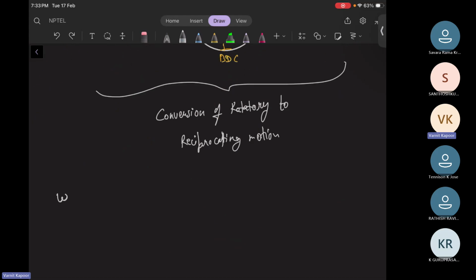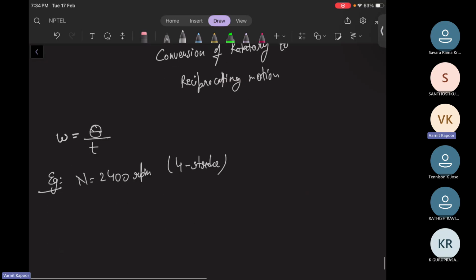Now we know that angular velocity is nothing but angular displacement over time, for a constant velocity system where acceleration is 0. So let us take an example. If I have an engine running at 2400 rpm, and the engine is 4-stroke, what will be the time of the cycle? Can anyone tell me the time of the cycle?